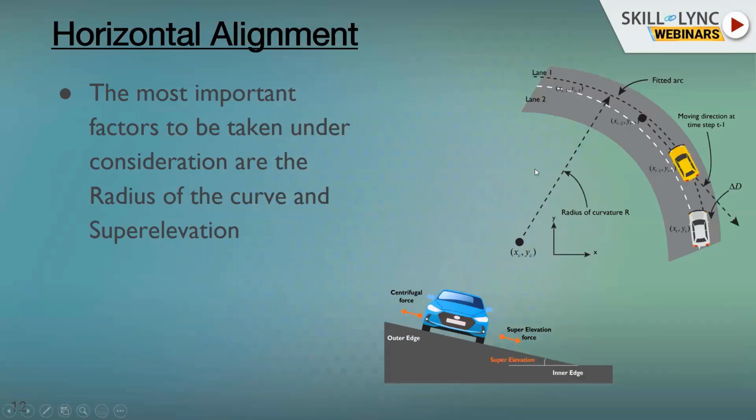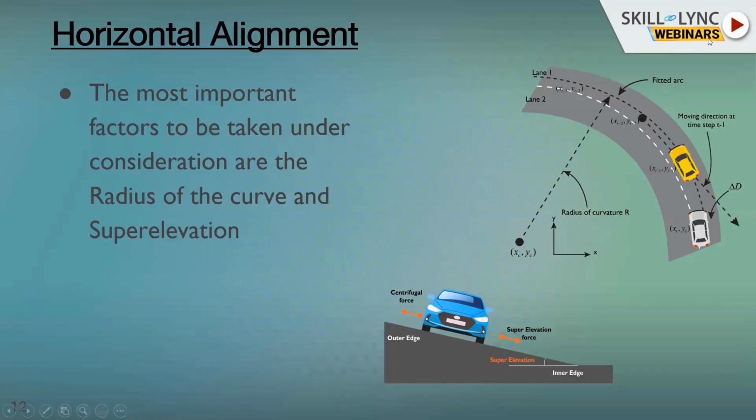Horizontal alignment. Yeah, I think we are almost towards the end of this presentation. We have two more topics, like horizontal alignment. Horizontal alignment is just a top view of the geometric design or a highway design.